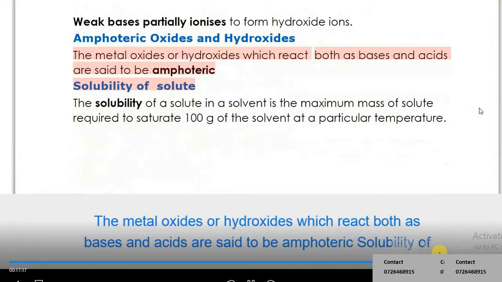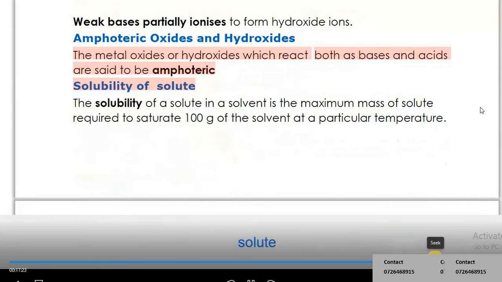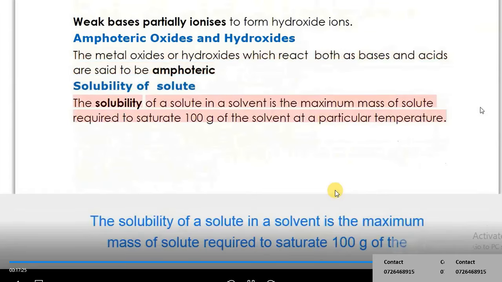The metal oxides and hydroxides which react with both bases and acids are said to be amphoteric. Example, we have zinc, aluminium, and lead oxides. They are amphoteric.